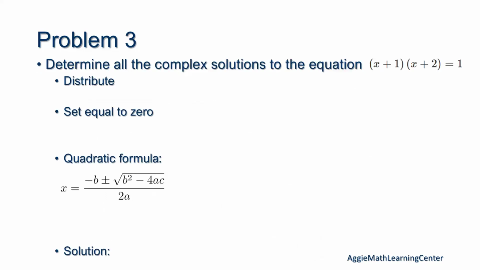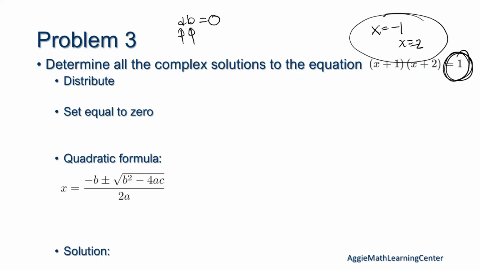Okay, now we can determine all the complex solutions to the equation x plus 1 multiplied by x plus 2 is equal to 1. Something that's really tempting for people is to say, oh, x is equal to -1 or x is equal to -2. This does not work if 0 is not on the other side. We need the 0 there, because there's a property in the real numbers that tells us that if AB is equal to 0, then either A or B is equal to 0. So you want to be super careful with that.